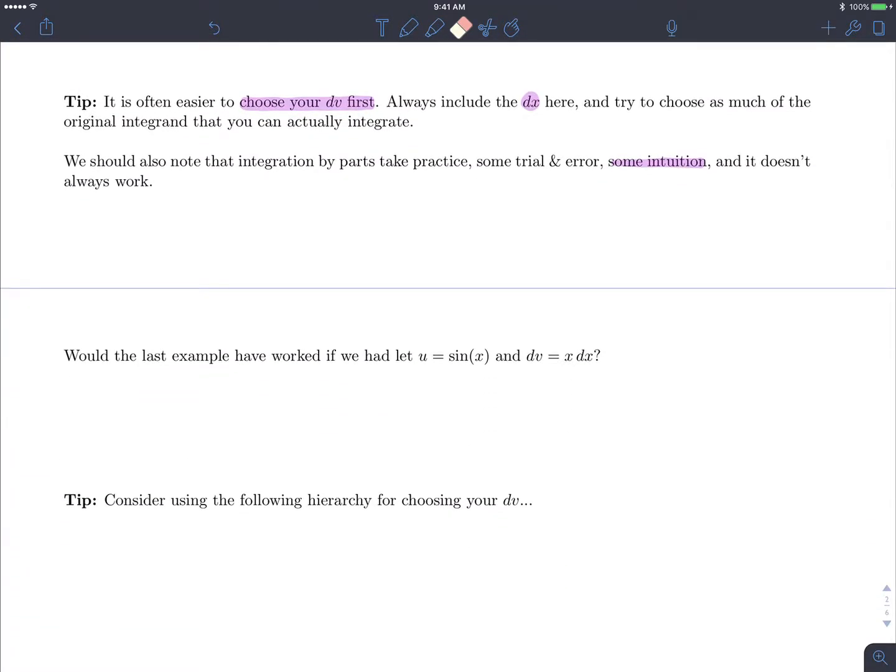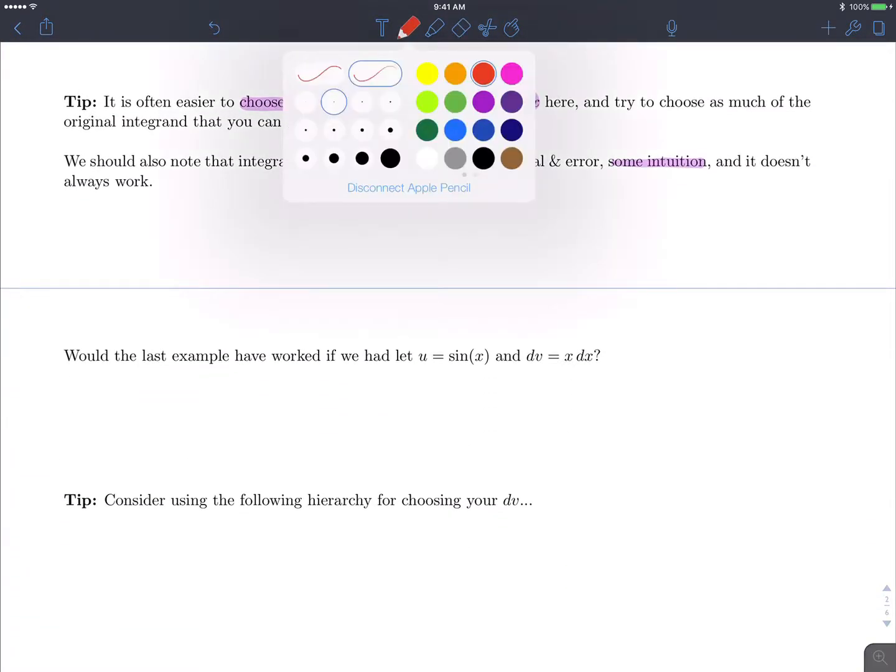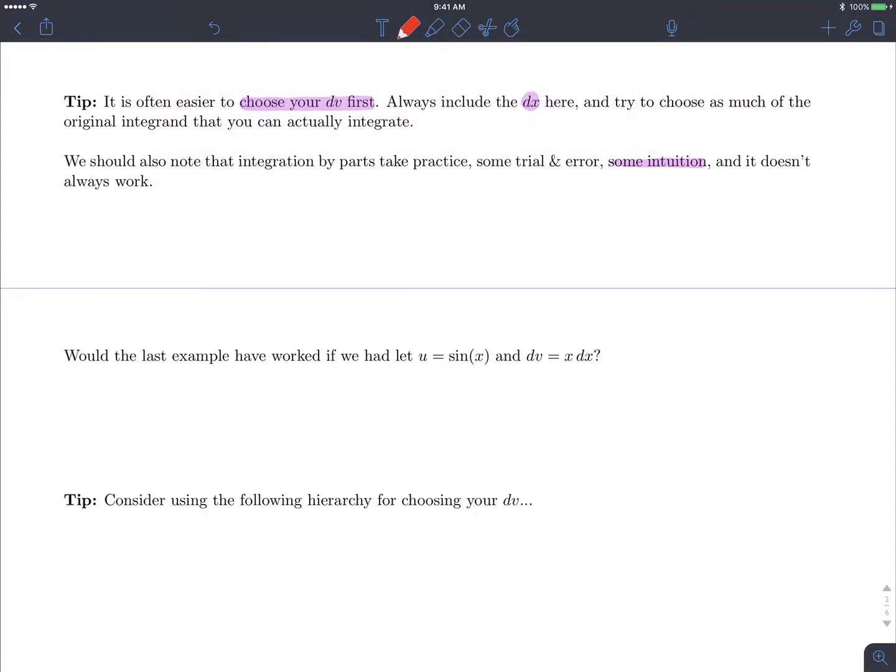So if we had chosen u to be sine of x, then our du, we'd differentiate and we'd get cosine of x dx. And if our dv is x dx, to get v, we would integrate, which would give us 1/2 x squared. Oh, I forgot the dx with that cosine. All right, so these are our parts. So let's put this together for our integral.